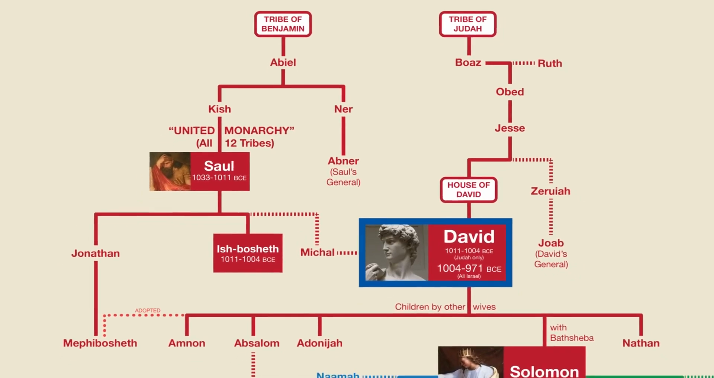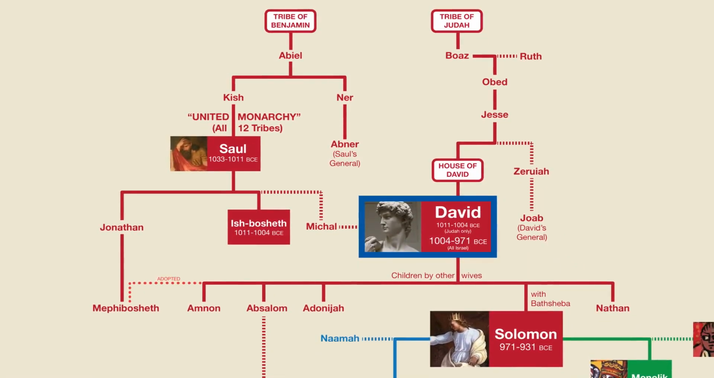So let's now look at David's tree in more detail. David was the youngest son of a man named Jesse, who in turn was the son of Obed. And Obed was the son of Boaz and Ruth, the two main characters from the book of Ruth. So basically, Ruth was David's great-grandmother.